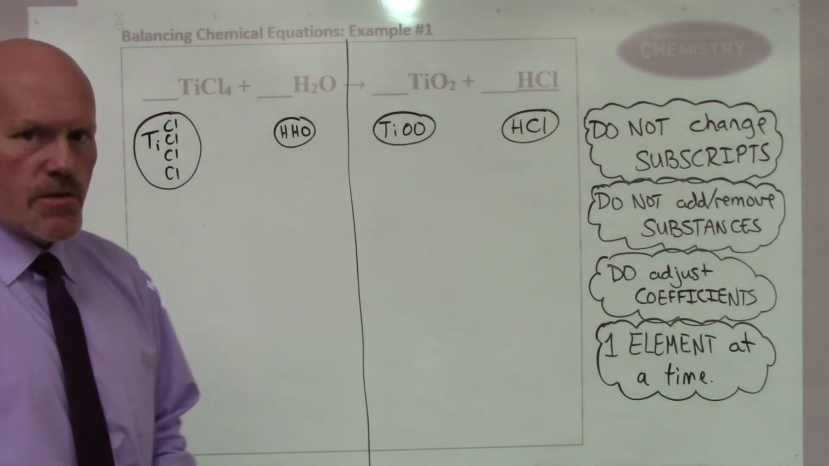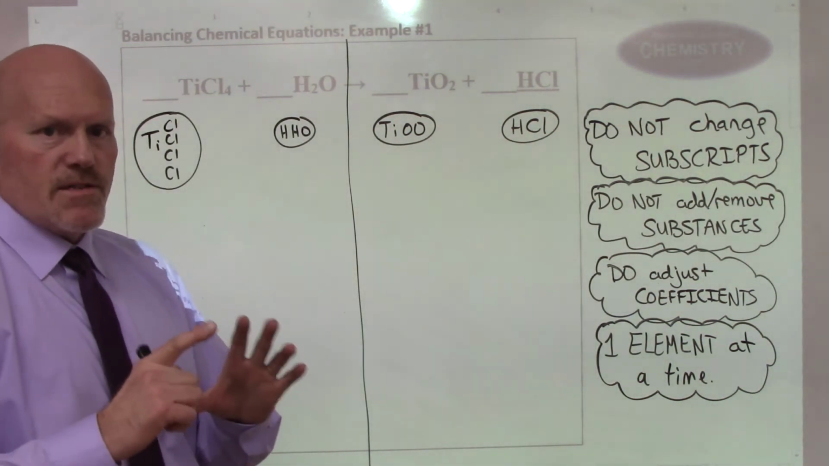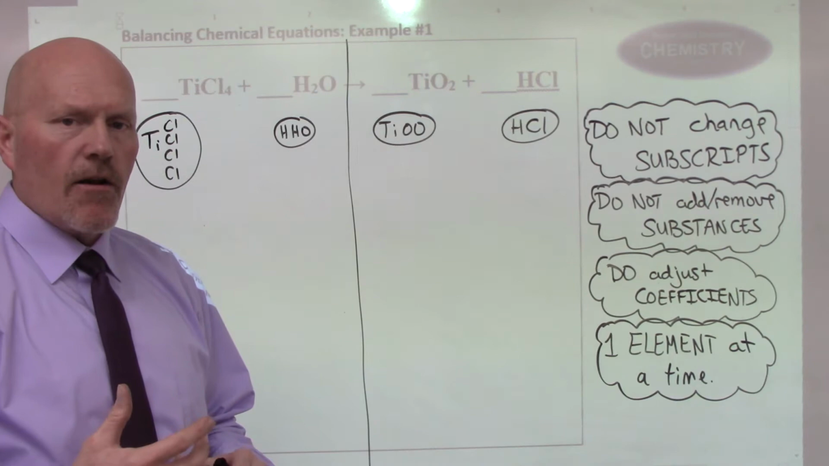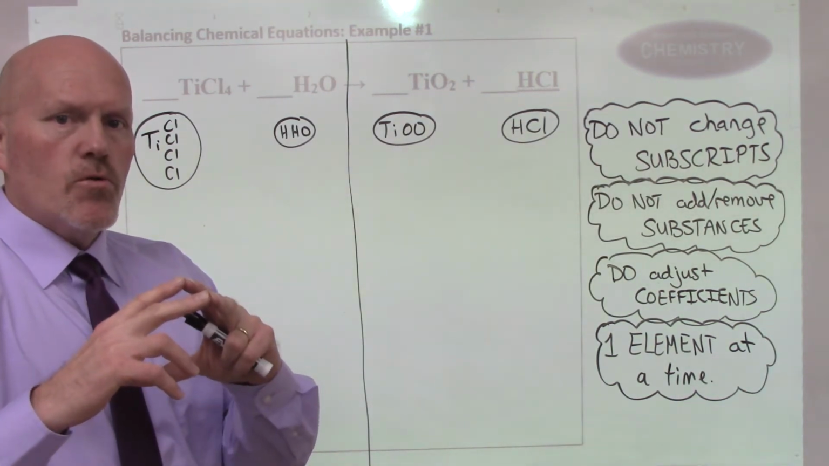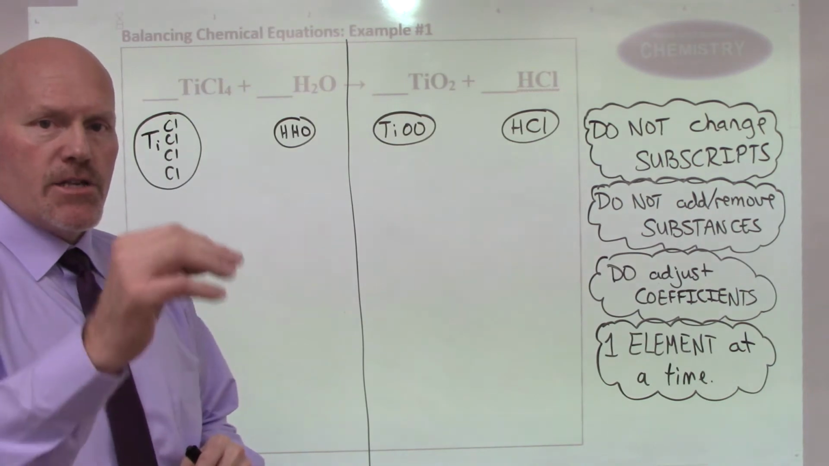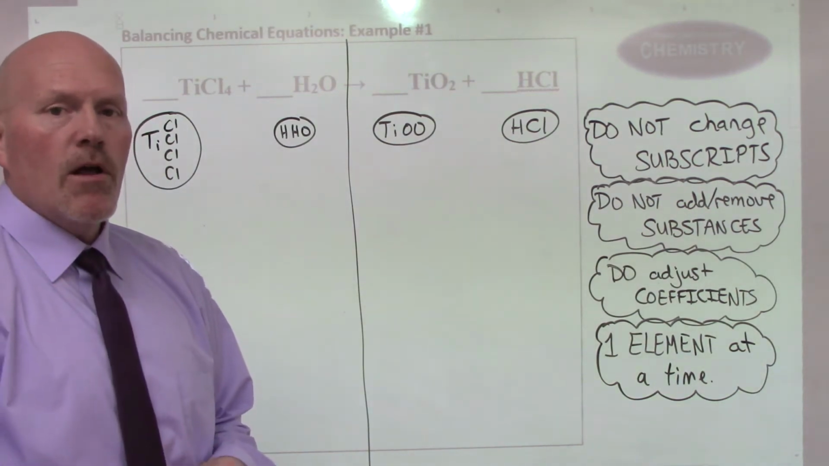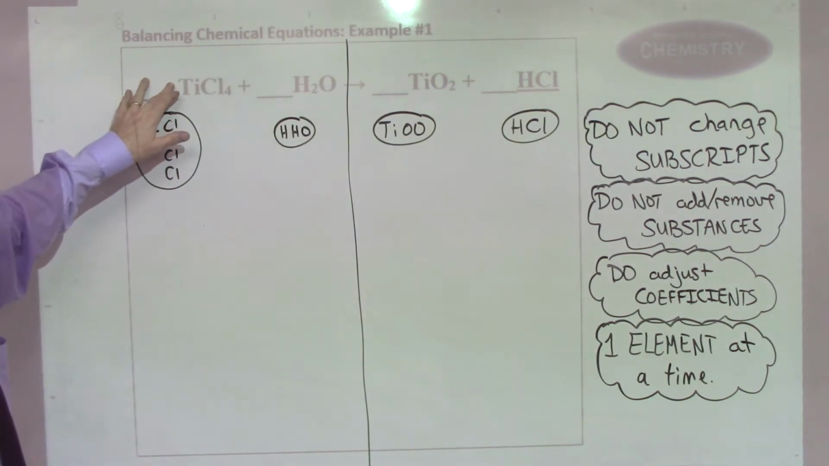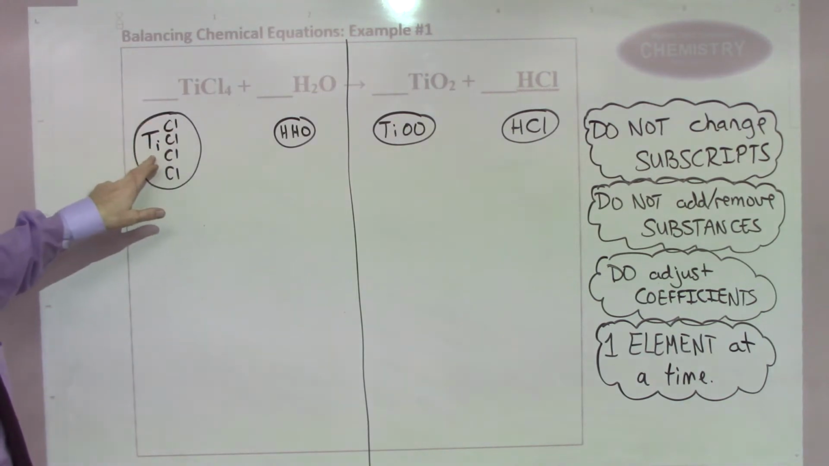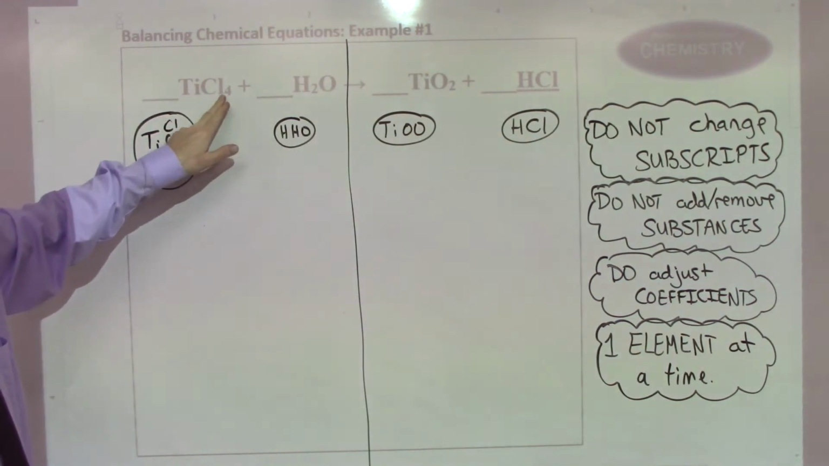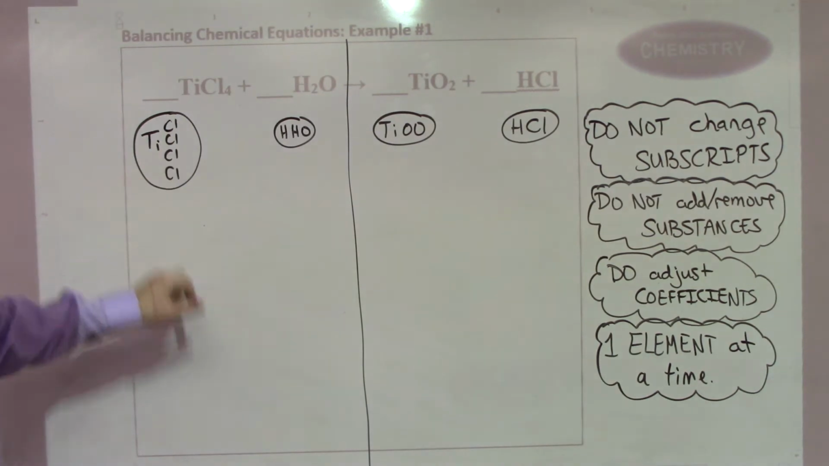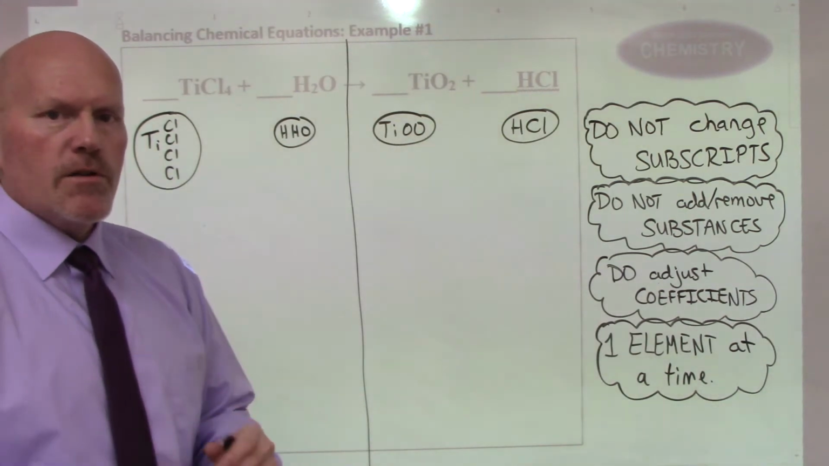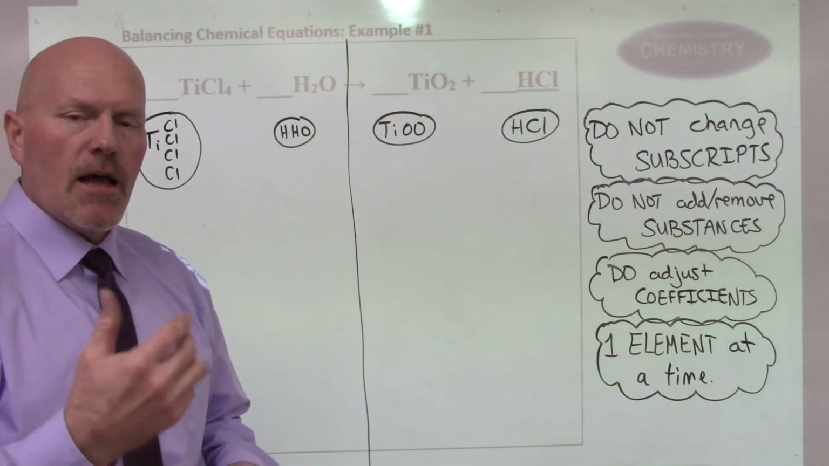The reason I use the circle is that everything in the circle has to stay together. I can't add something into the circle that's not there, and I can't take it out if it is there. So the circle represents those elements or molecule, and each individual symbol represents the number of atoms of each element represented by the formula. So in titanium tetrachloride, I have one titanium, I have 4 chlorines, 1, 2, 3, 4. So I just simply visually break down the chemical formula to show each individual atom using the element symbol.